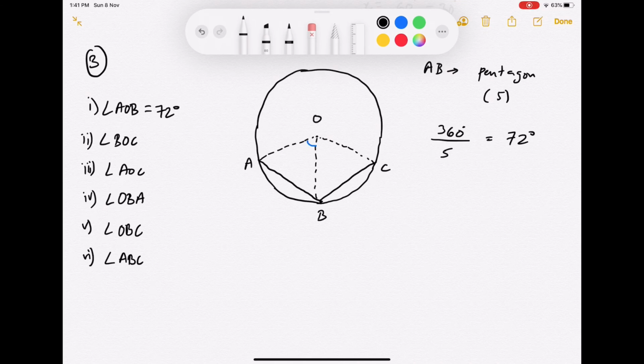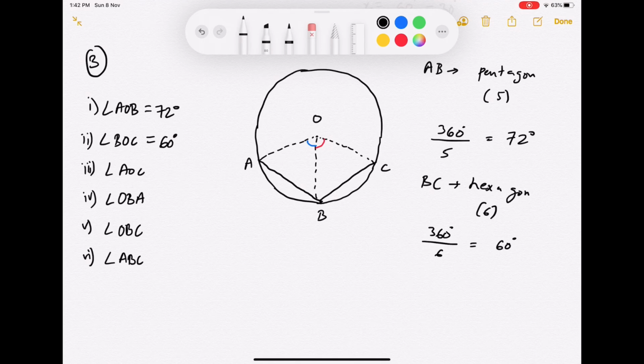Alright, then we have to find out the measure of angle BOC, which is over here. Now I know that BC is a chord, but BC is also a side of a regular hexagon. Now a hexagon has 6 sides, so I know that the angle subtended by BC at the center will be equal to 360 degrees divided by 6, the number of sides in a hexagon. So this comes up to be 60 degrees. So angle BOC is equal to 60 degrees.